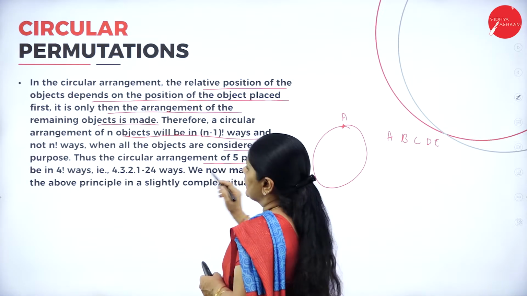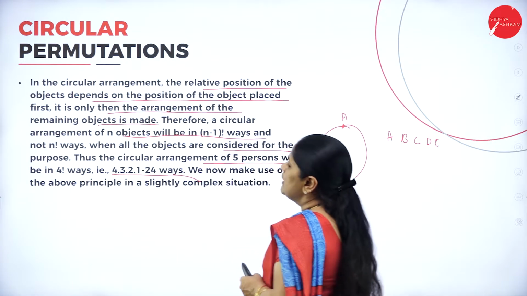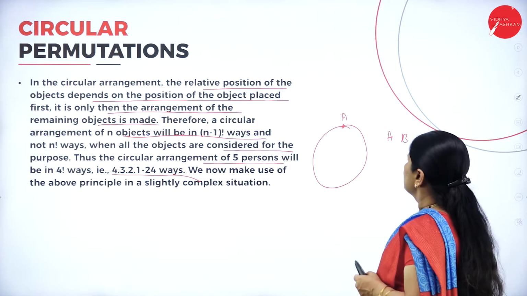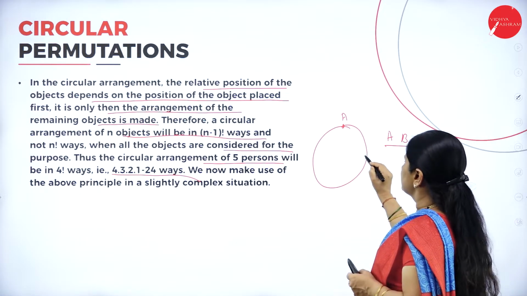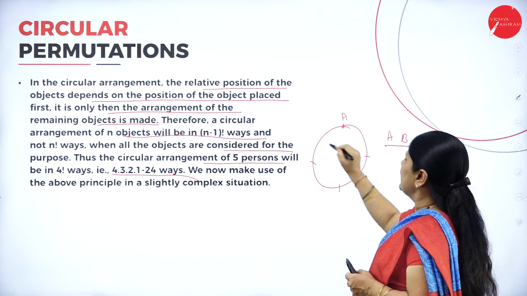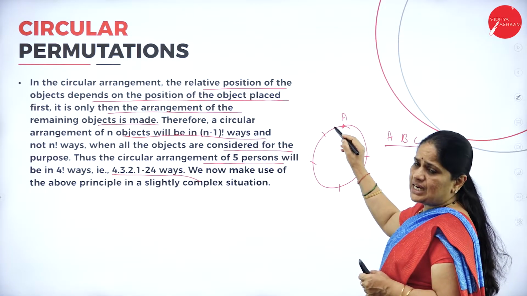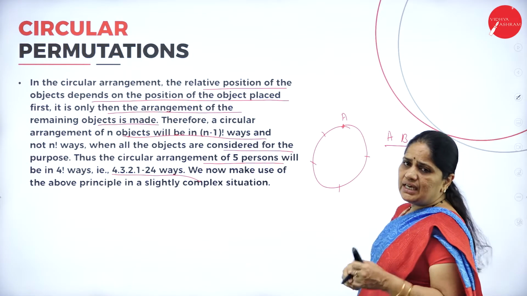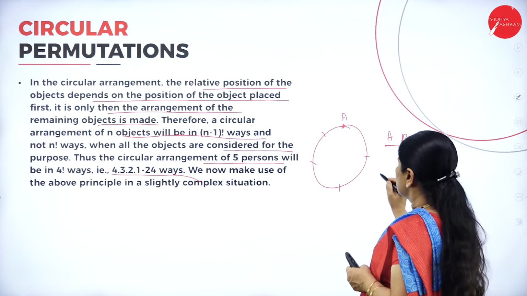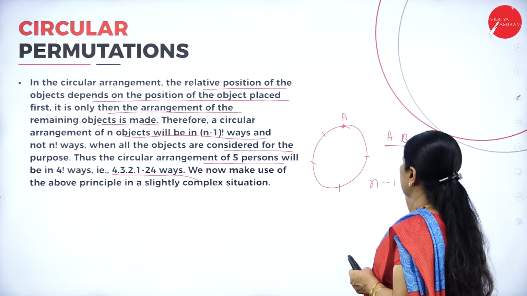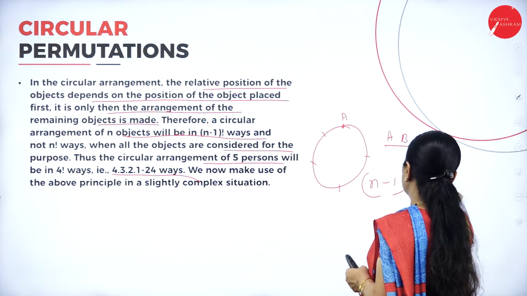Thus, the circular arrangement of 5 persons will be 4 factorial ways. So, if it is 5 persons A, B, C, D and E, after I make one selection, I will be left with the rest of the 4 places. So, usually it will be n-1 factorial ways.